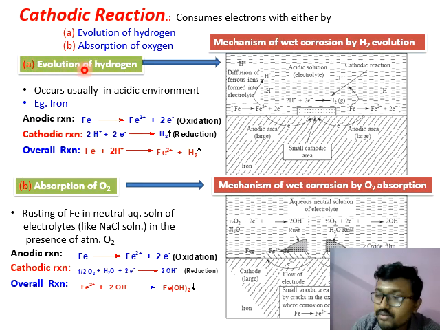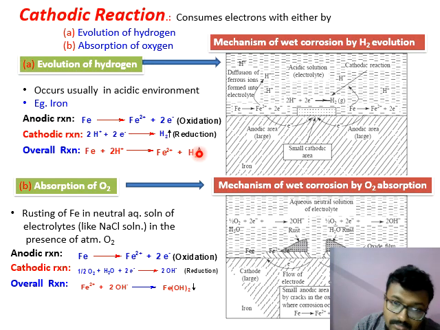Now first is evolution of hydrogen. So first, this is our anodic reaction. If we take iron as our metal, iron is converted to Fe 2 plus and 2 electrons. Now these 2 electrons come to the cathode. At the cathode, there are two H plus ions in solution. These two H plus ions will take the electrons and form hydrogen gas. So hydrogen gas is forming and evolving, so it is called the hydrogen evolution reaction. So the overall reaction is iron plus 2H plus gives Fe 2 plus plus hydrogen.